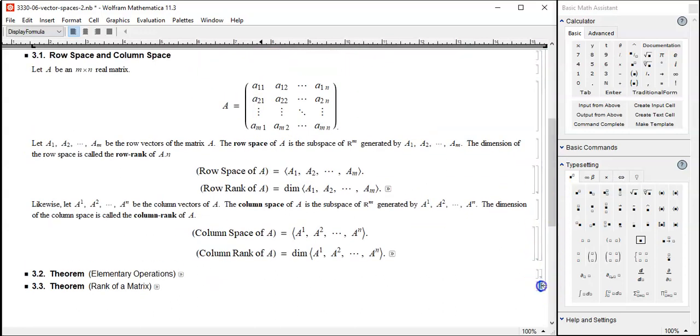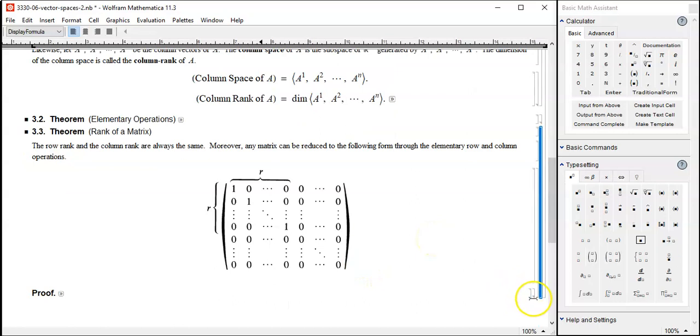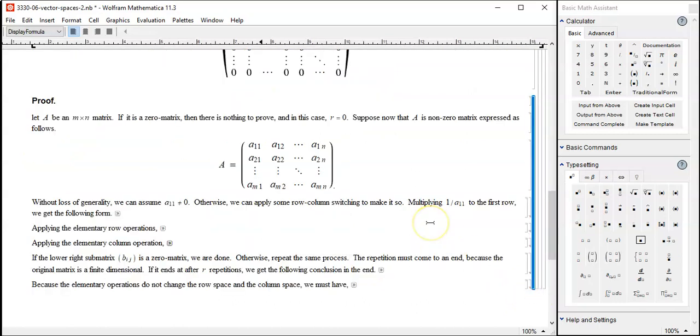And finally, the rank theorem. Row rank and column rank are the same. As a matter of fact, we can do better. Applying some elementary row operations and column operations, we can change every matrix into this kind of form. We can embed an identity matrix in the top left-hand corner, and everything else is 0. How can we do that? The proof is inductive.